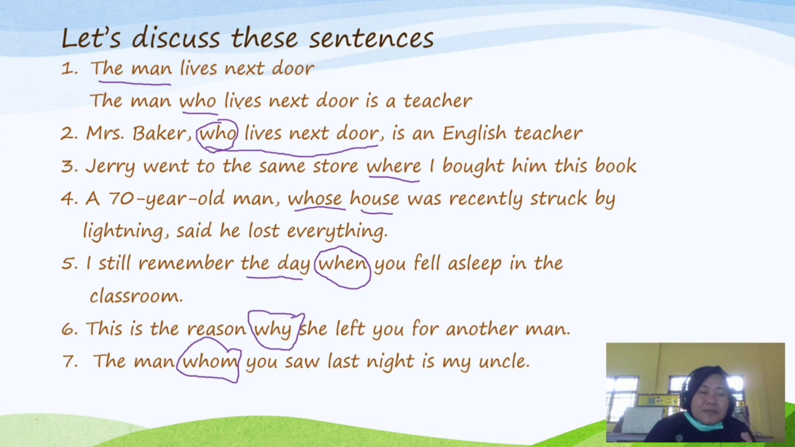Please look at the word after the blank. For instance, the man blah blah blah lives next door is a teacher. Okay, if you see a verb after the blank, it means that you have to complete this adjective clause with who, because it must explain a noun as a subject person.